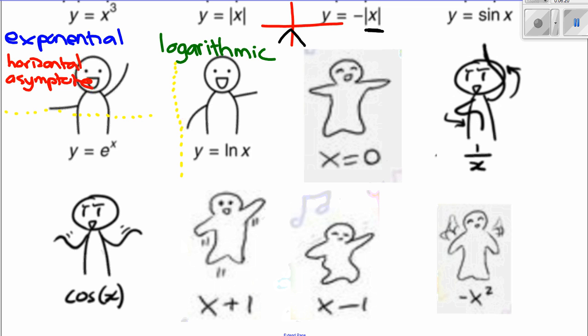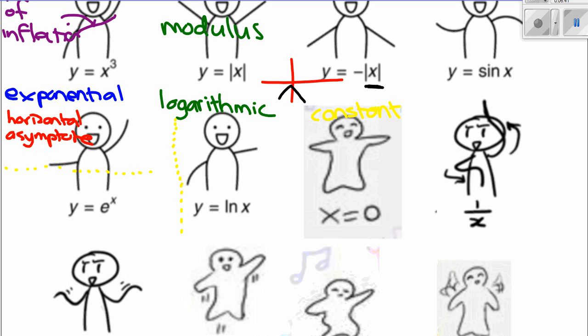Okay, x equals 0, it's just a constant function again, and it's a constant function that cuts through. Actually, the way it's drawn, it's not x equals 0. That's a mistake. What should it be instead of x? Yeah, it's y equals 0. Good. Why is it y equals 0? Because that line will cut the y-axis. It won't cut the x-axis.